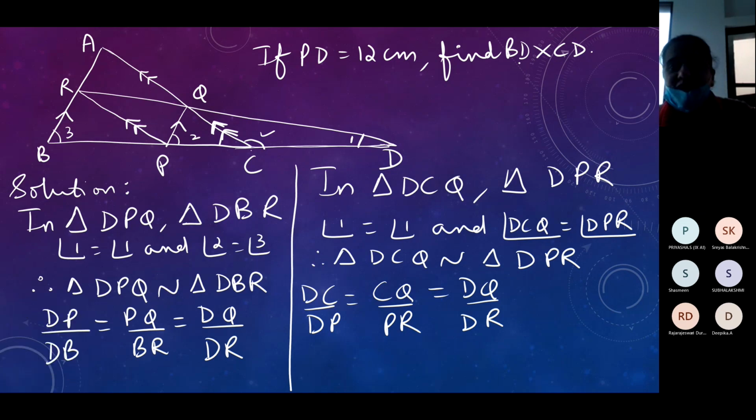So we have to find BD into CD. Where is BD? There is BD only here, and there is CD only here. So that means we should take this ratio and this ratio, because there is CD here and there is BD here. So we have to take these two ratios. And then there is PD given to you. PD is 12. See here, PD is here.